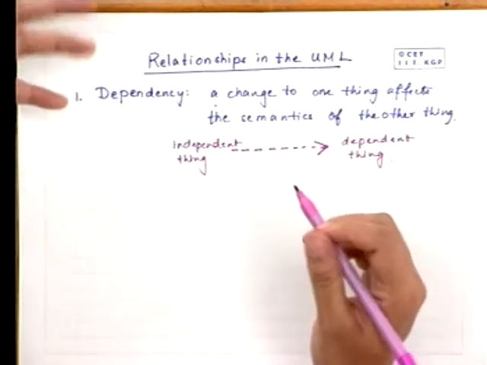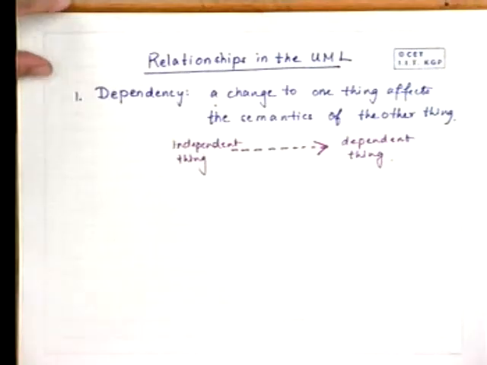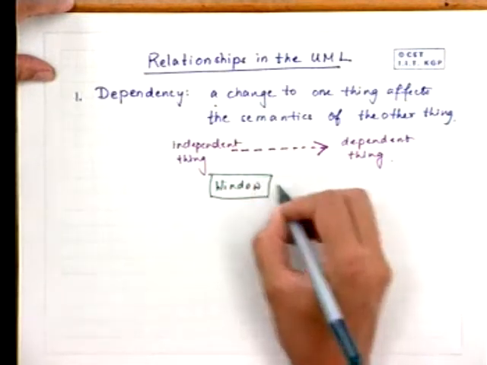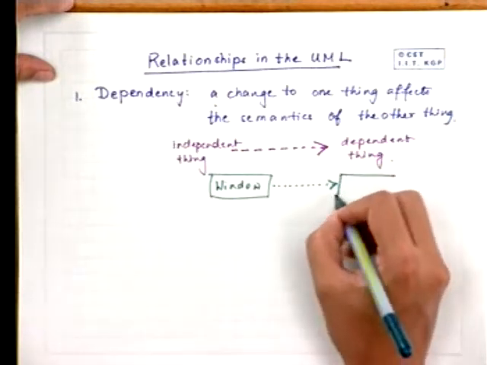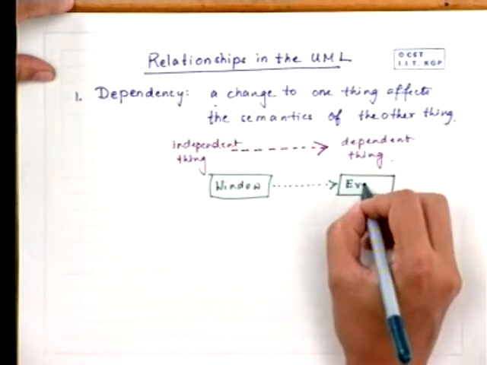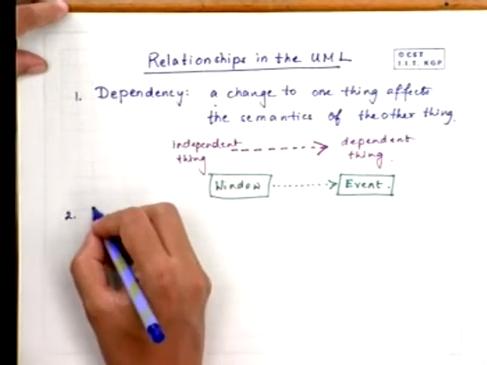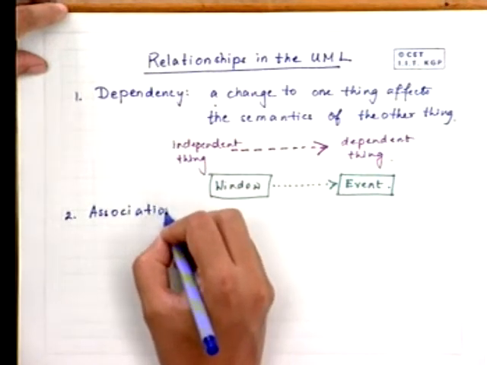For example, suppose a window is affected by an event. So in order to denote this in UML, there will be an arrow from the window object to the event object. The second type of relationship in UML is the association relationship. So association is a structural relationship between sets of things.